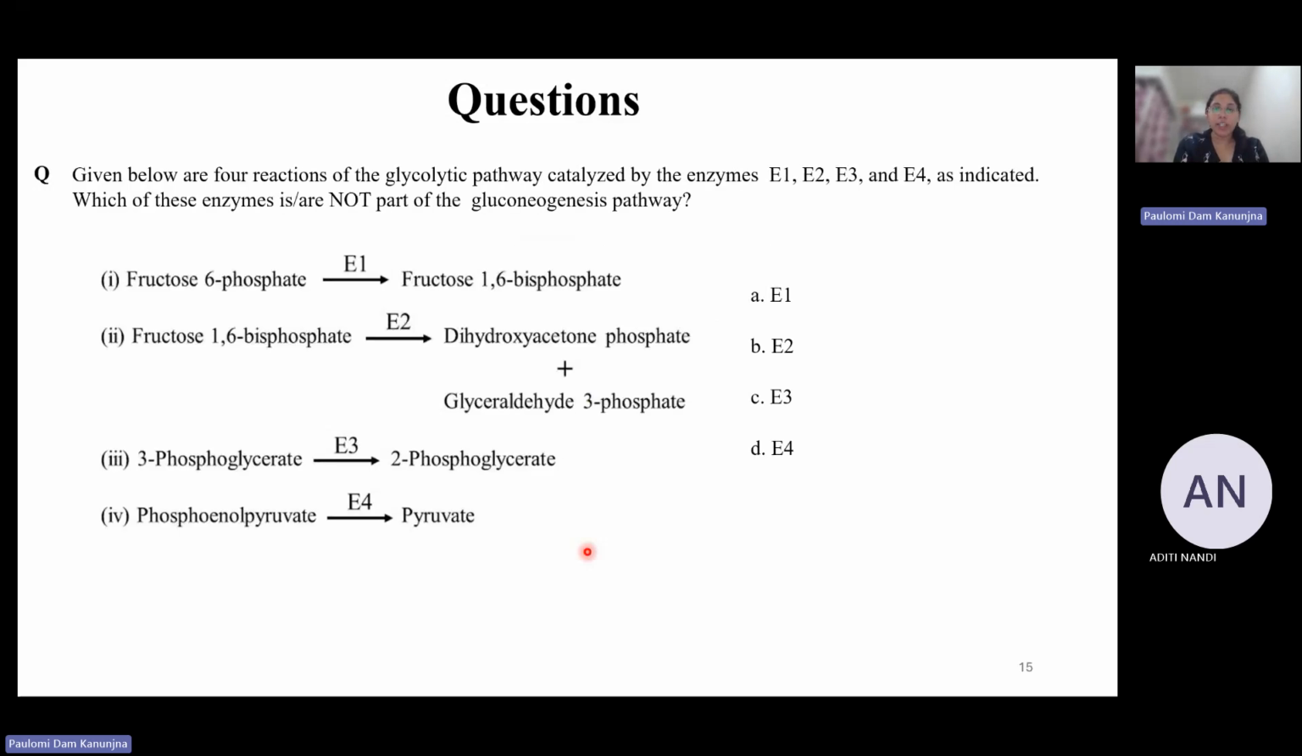While I am looking into the notes to check if this is present, here is a question in the meanwhile. You have four reactions of the glycolytic pathway in this question. Which of these is not part of the gluconeogenesis pathway? While you are solving this, I'll quickly check in the notes.